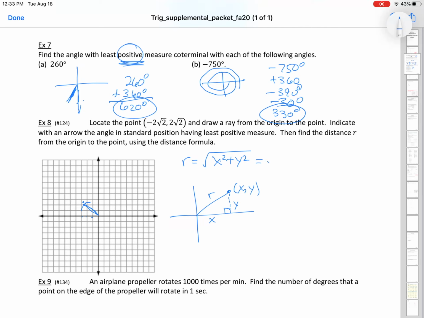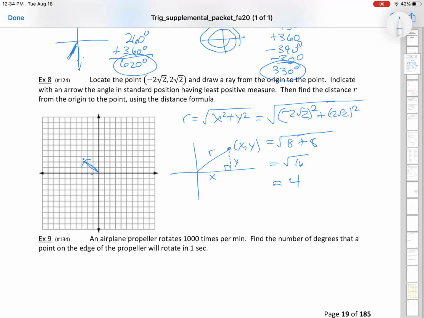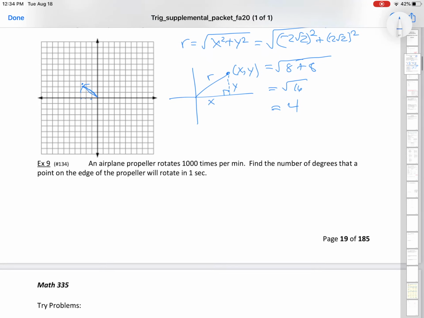And so what do we have to do? We have to take the negative 2 root 2 and square it, and then we have to add to that 2 root 2 squared. If you square 2 root 2, you're going to get 8. And you'll get 8 here. And so we got the square root of 16. So the distance out from the origin to that point is simply 4. Okay, and that will be interesting as we move on.